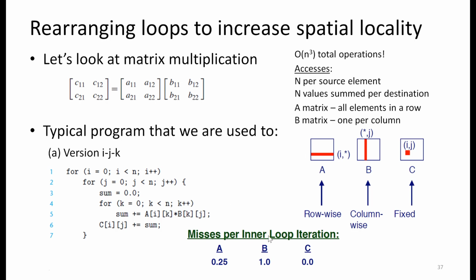So if you look at the inner loop, which is the K loop, for every 4 accesses we would have 1 miss in A, so the miss rate is 0.25. Every access for the column element of B would be a miss, so it's a 100% miss rate. And because we moved the sum out of the loop itself, there are as such no accesses to the element C. This is for the K loop.